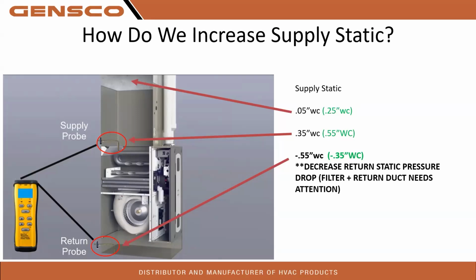Well, that means we have more supply static. And if we're able to get our return static down, that means we're able to have more balancing static, or supply static, to the system. If we're able to do that, then we have more to work with, right? But at the same time, we don't want too much supply static because that could be very noisy. Now we're dealing with velocity. We could be dealing with whistling registers.